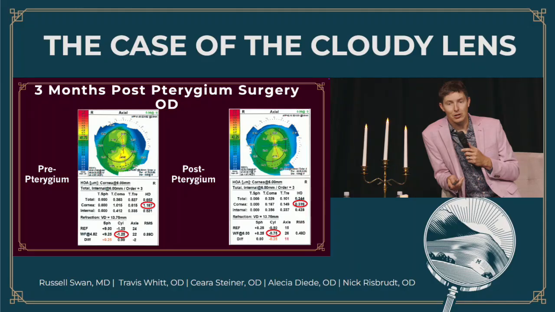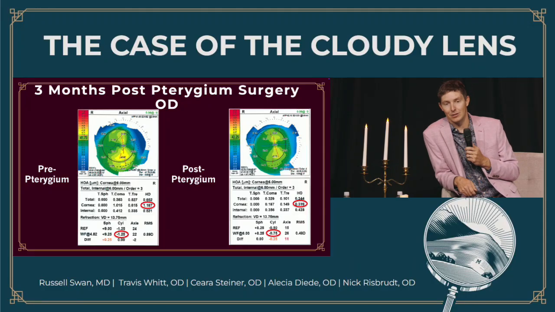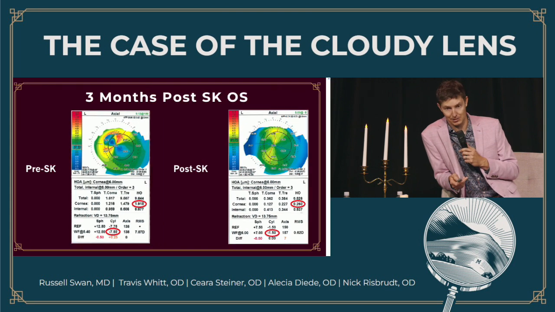So this is a patient that we did pterygium surgery on. We worked on the cornea first. So we did pterygium surgery on the right eye. You can see their higher order aberration profile go from 1.1 down to 0.2. And again, still have some nice with-the-rule astigmatism, but no induced higher order aberrations at this point, and a lessening of the actual measured astigmatism that they have.